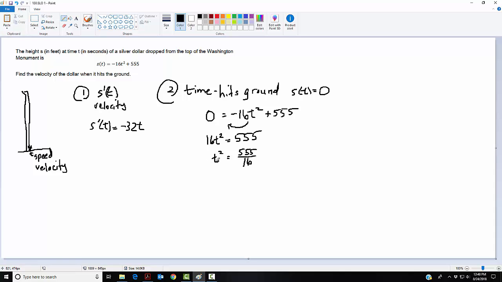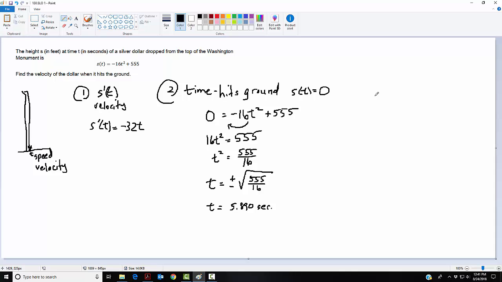And then to get t, we take the square root, which means we have plus or minus the square root of 555 over 16. Now this is going to give us our exact answer, and really we're just looking for the positive of it. We don't need the negative of it. And what we're going to find is that this is 5.890, just rounding to the thousandths place. Now this is in seconds.